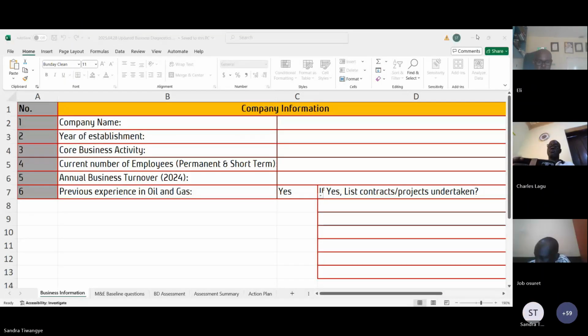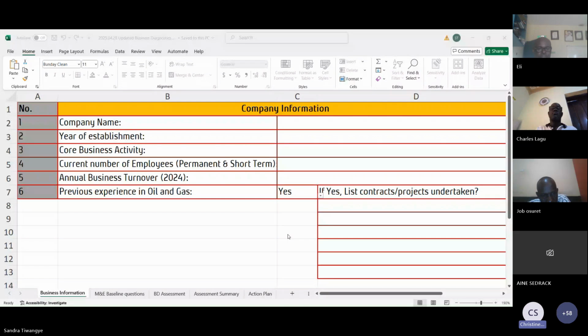the business information. We have a page that is displaying the company information. We want to guide you as you fill out the tool. So for this worksheet, you could already work to fill out your company name. What is your company name, for example? When was the company established?